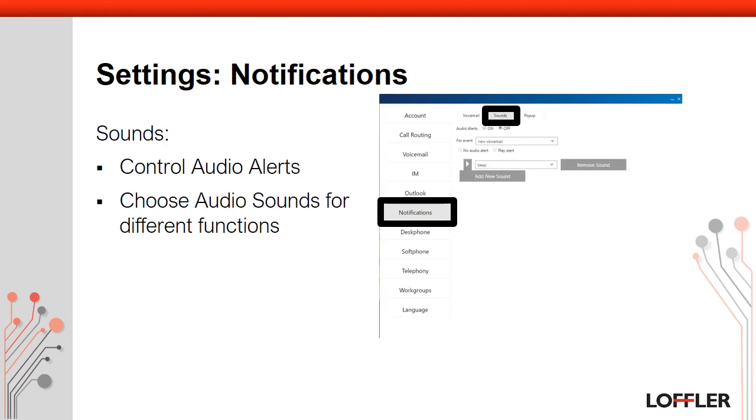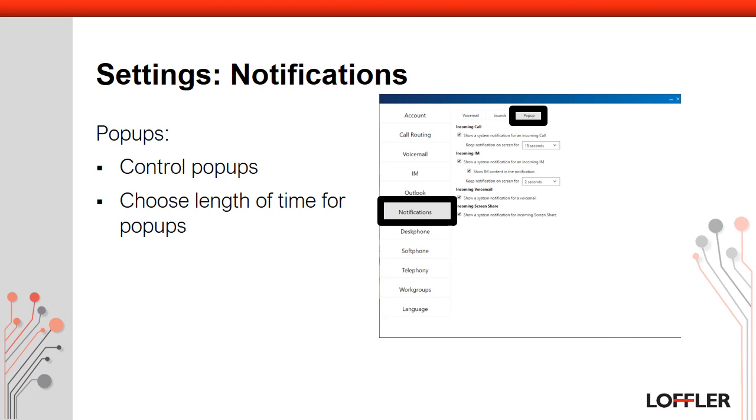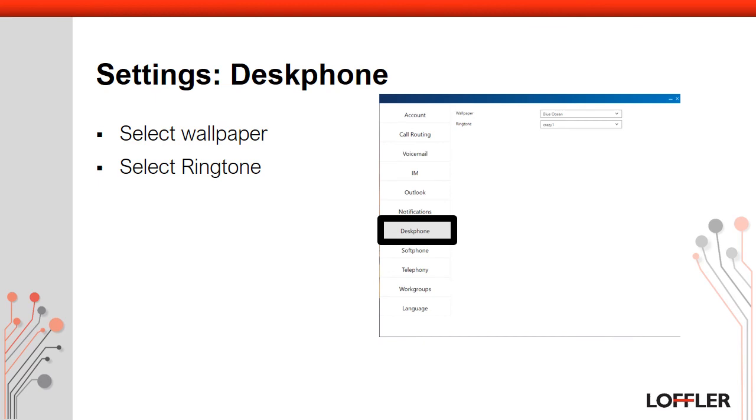From the Notification Sounds tab, you can choose if you would like audio alerts and which sound you would like for different functions. In the Notification Pop-ups tab, you can control what pops up and how long you want them to appear. The Desk Phone tab lets you choose wallpaper for your phone if you have a 485 or a 655, and it also lets you set your ringtone.